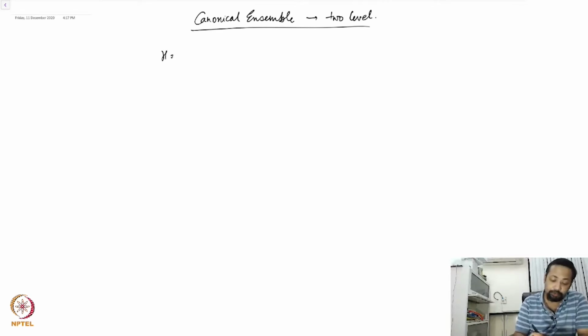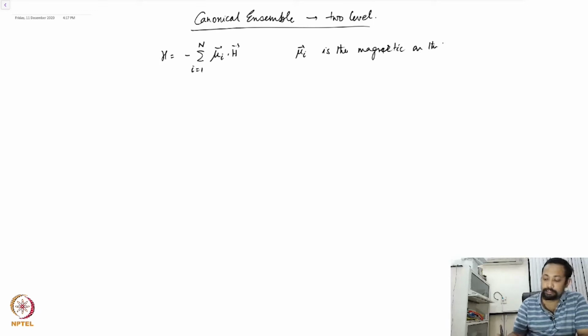Our model Hamiltonian is the sum over i equals 1 to N of minus mu_i dot h, where mu_i is the magnetic moment on the ith site and h is the magnetic field which has been applied externally.